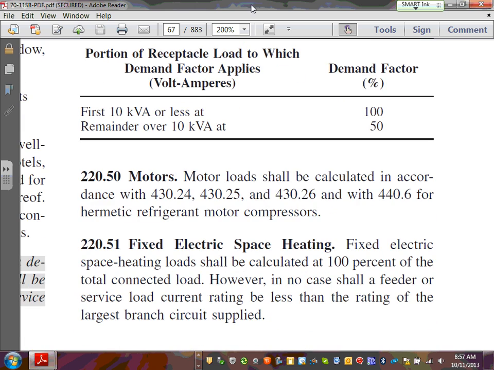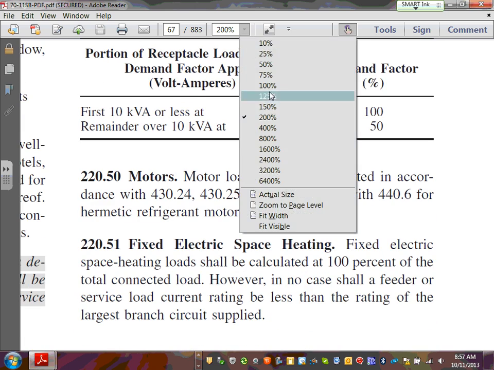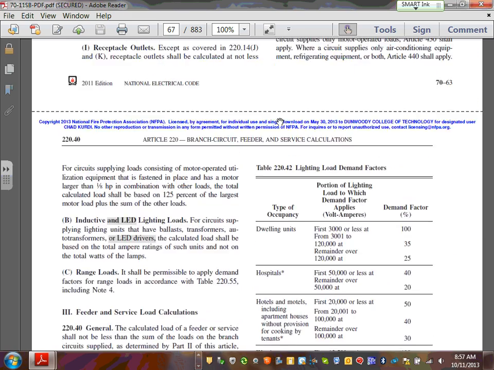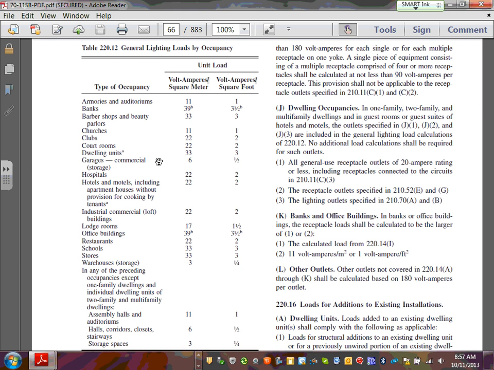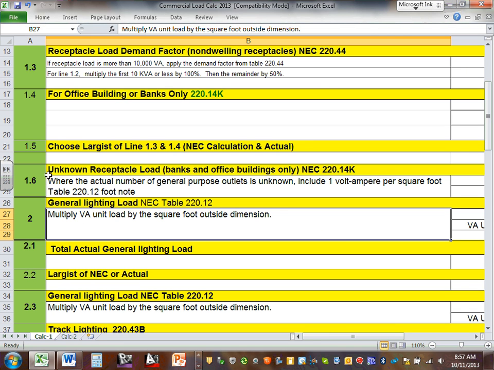Okay, so here's 220.12 right here. Now, when you have an office building, can you see where the office building is right here? It says for office building 2.5 volt amp per square foot. Okay, that's for an office building. So, light. So here you go.